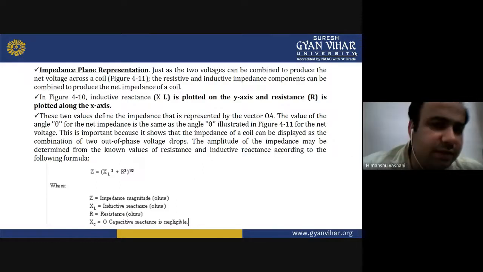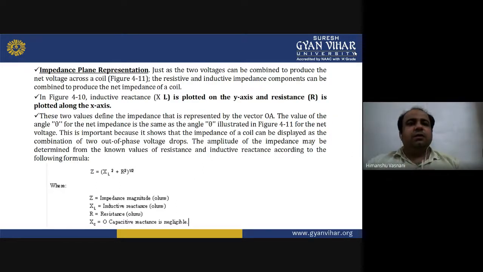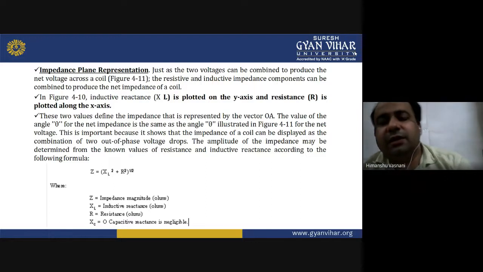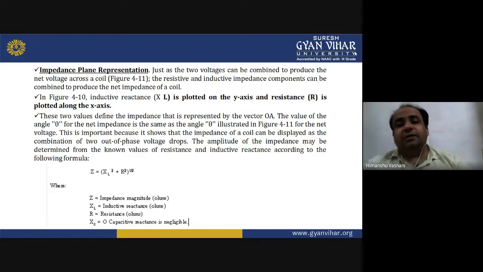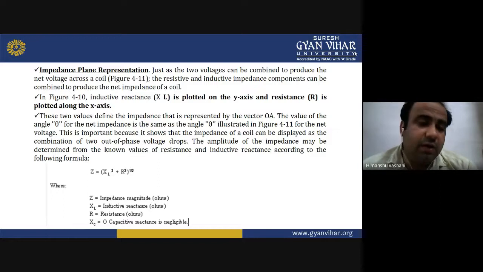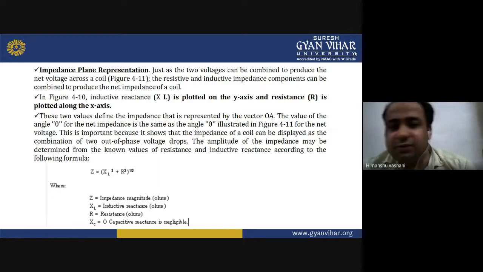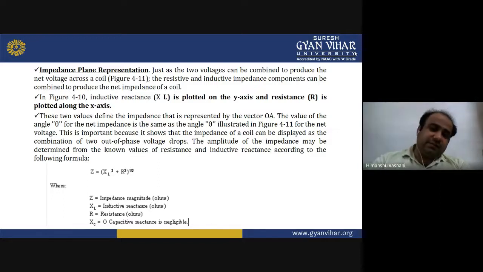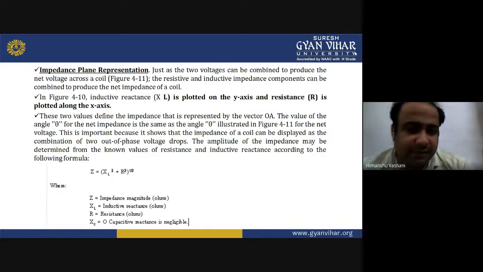They say that the resistive and the inductive impedance components can be combined to produce the net impedance of a coil. In the figure that I've just shown you, the inductive reactance XL is plotted on the y-axis and the resistance R is plotted along the x-axis.